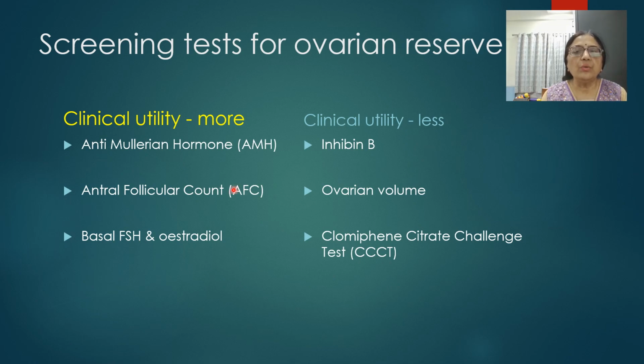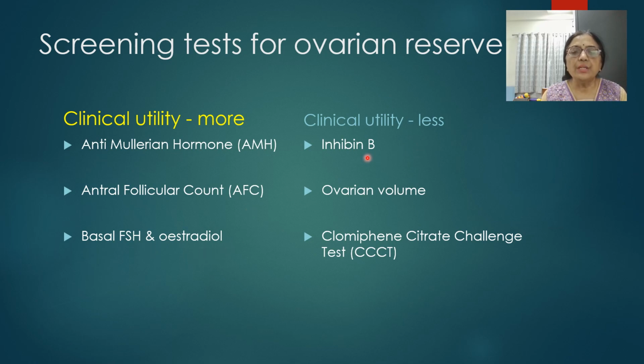Now there are a total of 6 tests, which we can divide into two groups. First are the screening tests for ovarian reserve which have more clinical utility. And the second group is where the clinical utility is less, or which are less commonly used in clinical practice. Anti-Mullerian hormone is number one, which is used. Antral follicular count is used, and basal FSH with estradiol.